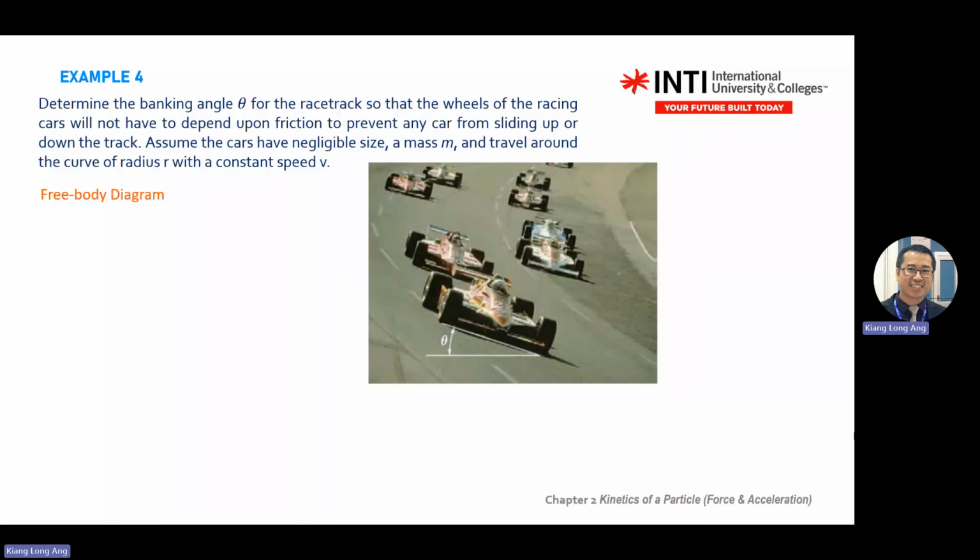That's the diagram. The track is banked so that the wheels of the racing car do not depend on friction to prevent the car from sliding up or down. So this is an equilibrium question. Assume the car ignores the size, has mass m, and travels along a curve of radius r at a constant speed v. So basically, you convert the question into circular path motion.